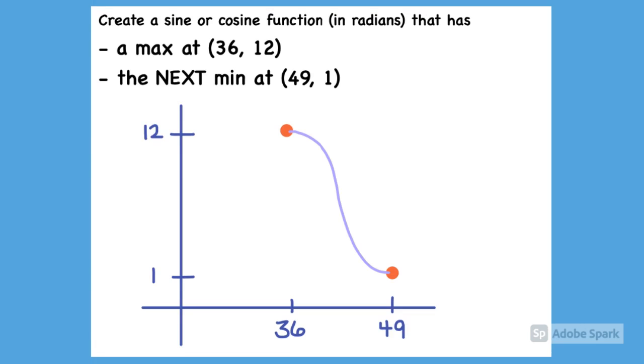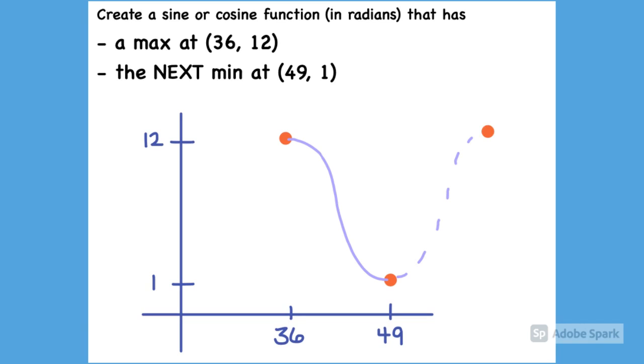Next, I connected these 2 points with a curve that would show what it would look like if the first one was a max and then it went down to a min on a sine or a cosine wave. Next, since we know that from a maximum to a minimum on a sine and cosine wave is just half of a period, I really wanted to see what a whole period looked like.